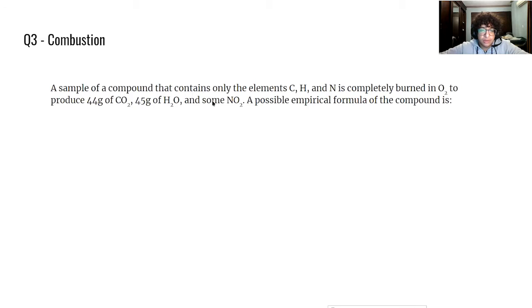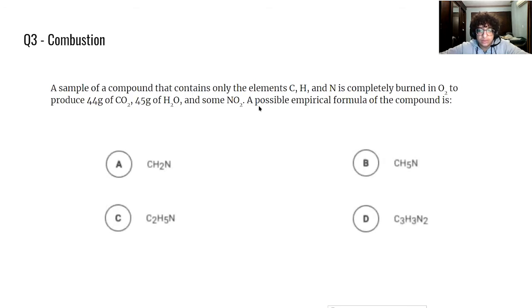Third question, which is a change of pace, we've got combustion, and it states: a sample of a compound that contains only the elements carbon, hydrogen, and nitrogen is completely burned in an oxygen molecule to produce 44 grams of carbon dioxide, 45 grams of water, and some nitrogen oxide. A possible empirical formula for the compound is one of these four.